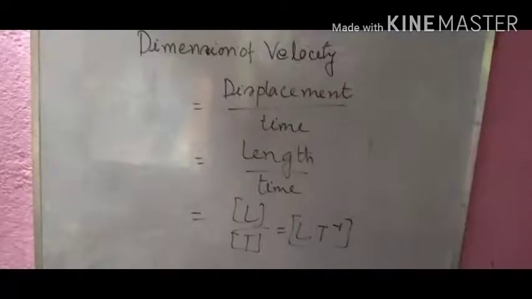Now we will try to find some dimensions. Dimension of velocity. Velocity is defined by displacement and time. Displacement is a measurement of length, so we can write length by time. So L by T, and we can write LT to the power minus 1.